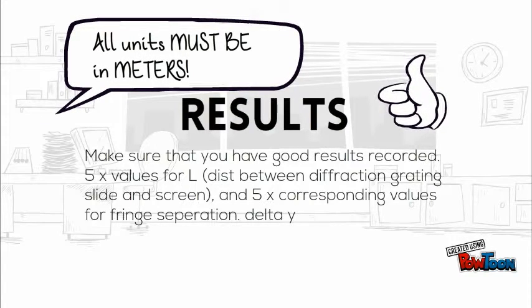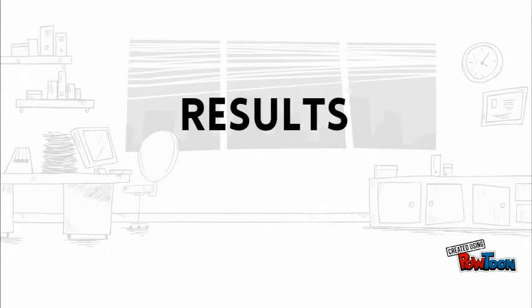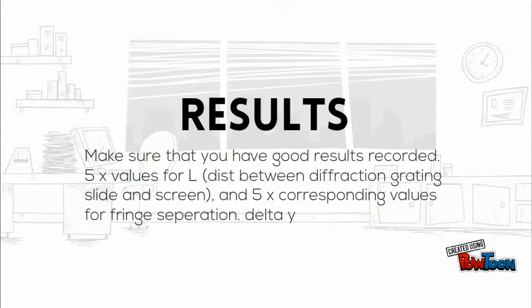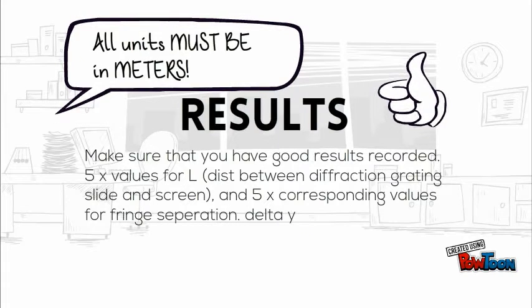So you should have 5 results, each with a varying L value. So that's the distance from the diffraction grating slide that you used until the screen or the piece of paper that you're recording your light on. So these values all need to be in meters. So if you used centimeters or millimeters or whatever to record your distances, you need to convert those before you put them into any formulas.